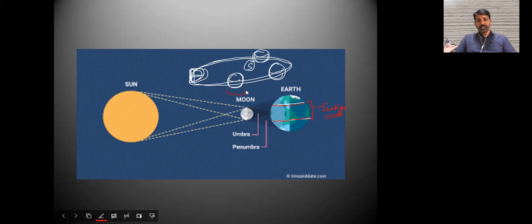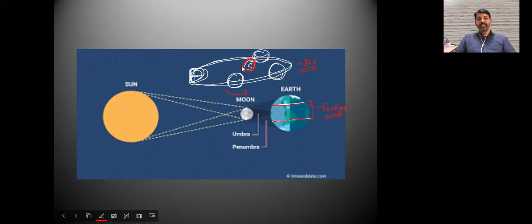Earth is rotating on its own axis, west to east. Not only rotating, it is also revolving around the sun, and it takes 365 days. During these 365 days, the sun remains at the center. Only the earth keeps revolving around the sun.